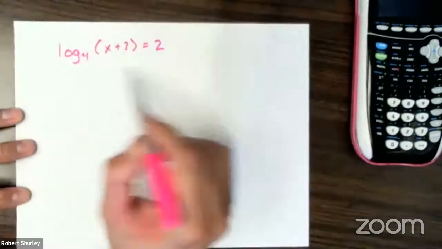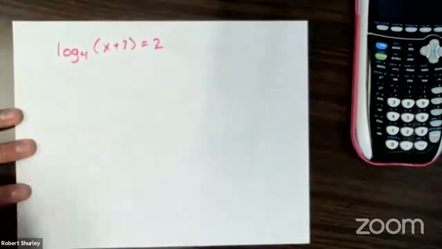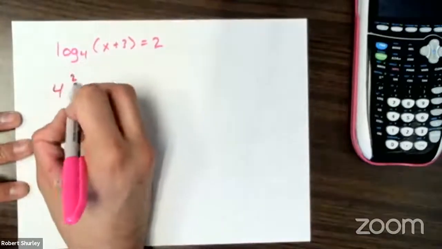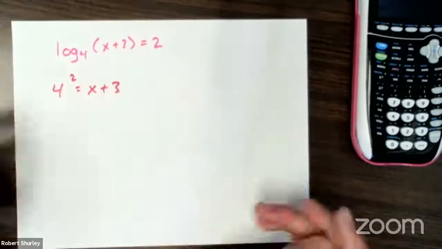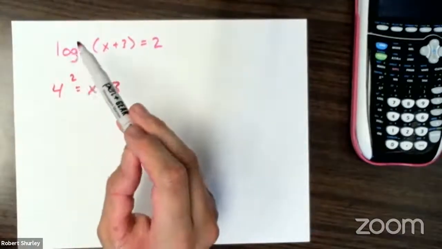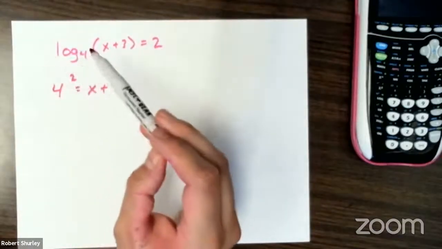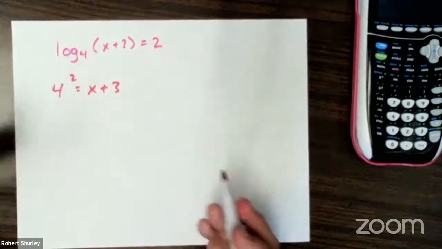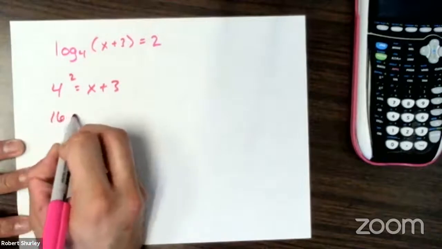The easy way to do this is you set it up like a logarithmic equation and then just turn it into an exponential. Look, 4 squared equals x plus 3. Remember how to do that? All we do is write this as an exponential equation. There's the base, there's the exponent, and that's what it's going to be equal to. And then we just solve it out. 4 squared, 16.